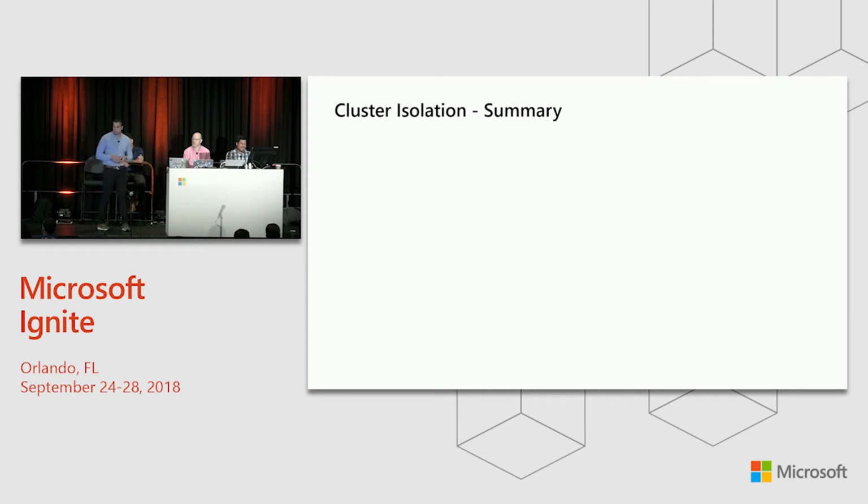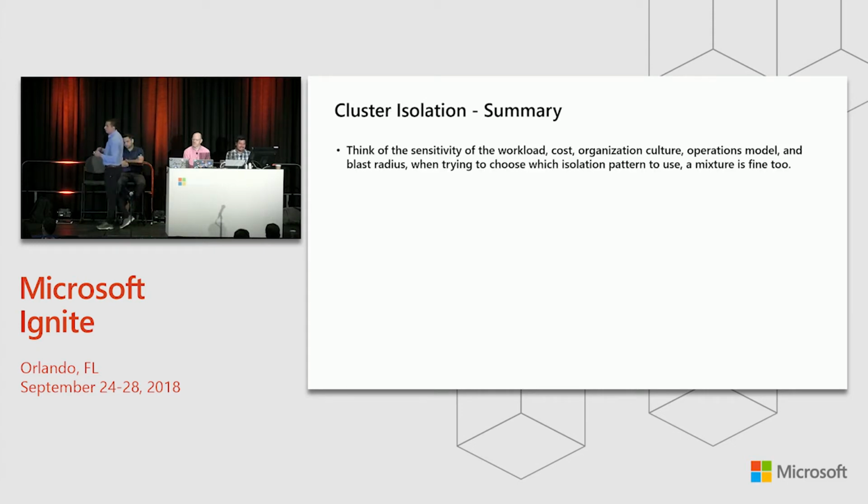So to summarize for the resource isolation, think of the sensitivity of your workload, the cost, the organizational culture, your operational model, and the blast radius when trying to choose which isolation model you're going to adopt. You pretty much can end up doing both, right? 80% logical isolation, 20% for the supercritical workloads on physical isolation. And plenty of customers are taking this approach. So just think wisely of how you're going to apply this.